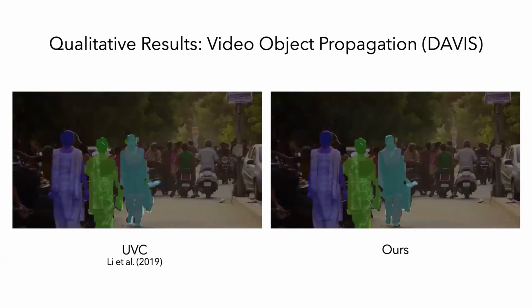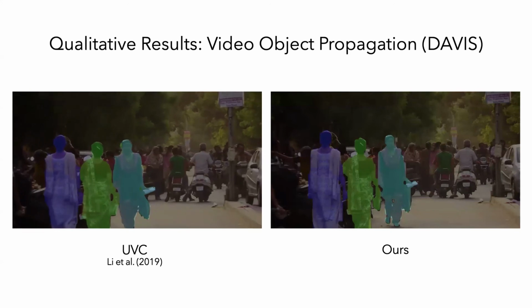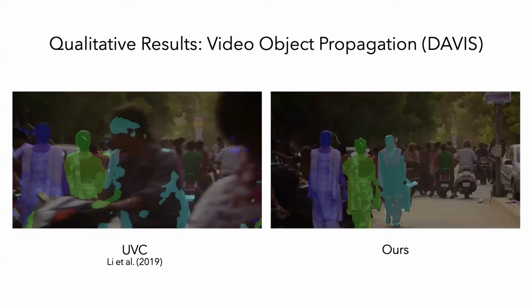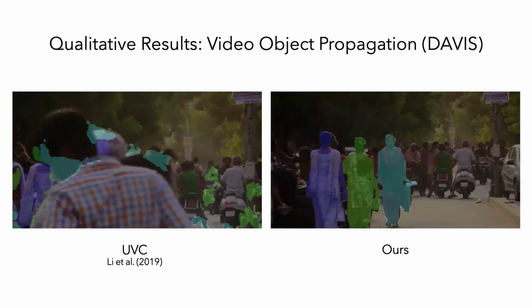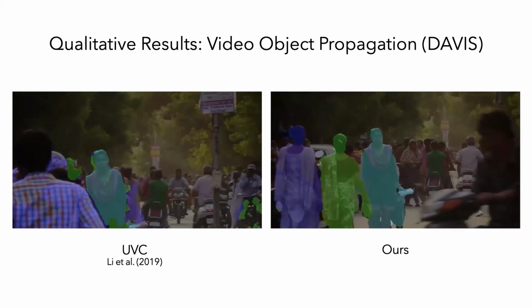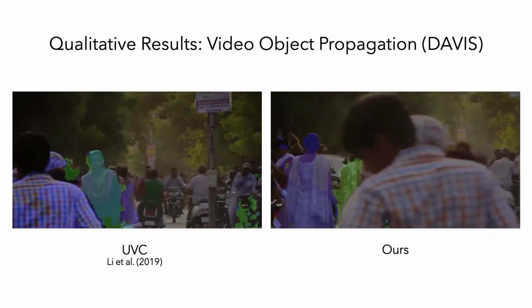Now let's look at some qualitative results of object propagation on the DAVIS task. On the left here, I'm showing UVC, which is a state-of-the-art method based on colorization. We can see that our approach is actually much better at respecting the boundaries of objects, even though there's this partial occlusion here.